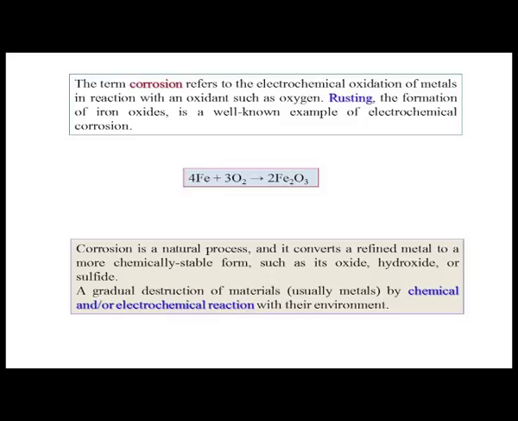So, all these reactions basically lead to the formation of Fe2O3, by some chemical or electrochemical reaction. Corrosion is a natural process that we see, and it converts a refined metal to a more chemically stable form such as oxides, which we get as ores or minerals, or sometimes sulfides also. The gradual destruction of these materials by the environment, that means the presence of water and oxygen molecules, will give us a typical example of a redox reaction. Okay, thank you.